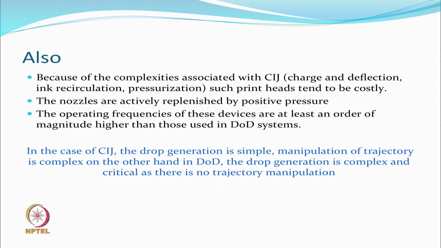So, because the complexity is associated with the continuous inkjet: charging of drops, deflection of drops, ink recirculation because you are putting part of the ink in the drain, and pressurization so that continuously there is a positive pressure, it keeps on replenishing itself. As I said, operating frequencies of these devices could be at least an order higher in magnitude than those which may be used in drop-on-demand systems.